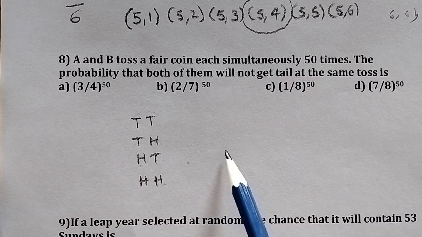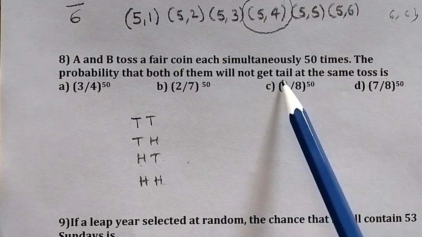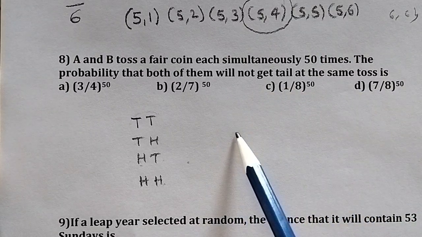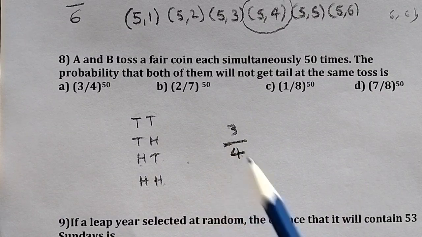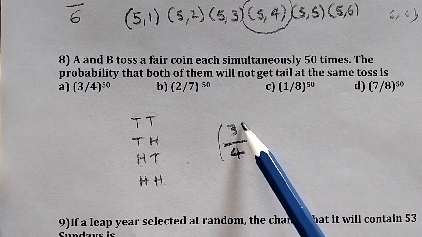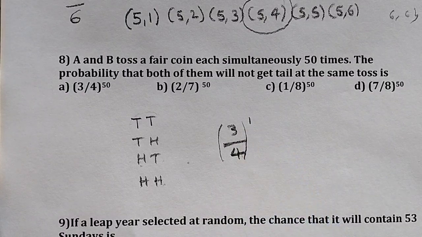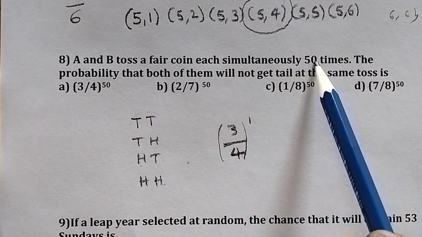Now the answer is, the probability of not getting tail at the same toss is simply 3 out of 4 times. This is all for the first case. A and B tossed a fair coin each simultaneously only one time.